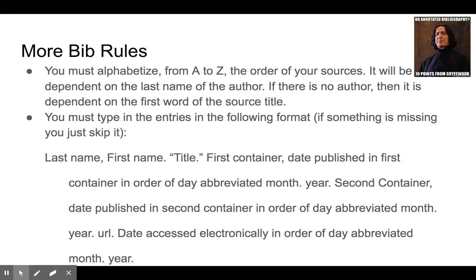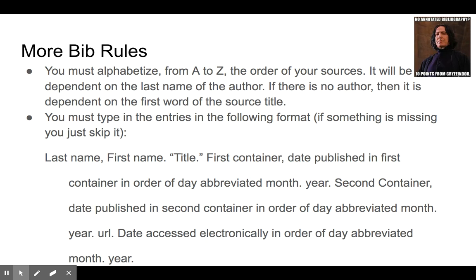Some more bibliographic rules. You need to alphabetize your sources A to Z in order. It will be dependent on the last name of the author, so that'll be the first thing in your bibliographic entry. If there is no author, you obviously skip that part, and the alphabetizing will be dependent on the first word of your source title. So it's all going to be alphabetized A through Z, but it's going to be alphabetized on whatever the first thing is in your entry, whether it's the author's last name or the first letter of the title, depending on whether or not you have an author, okay?